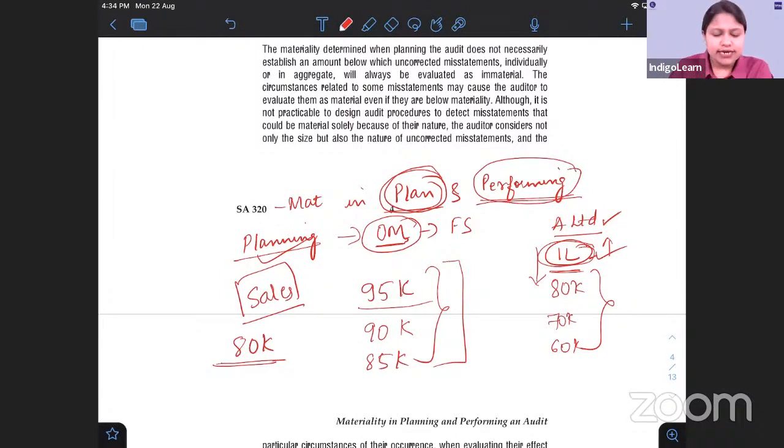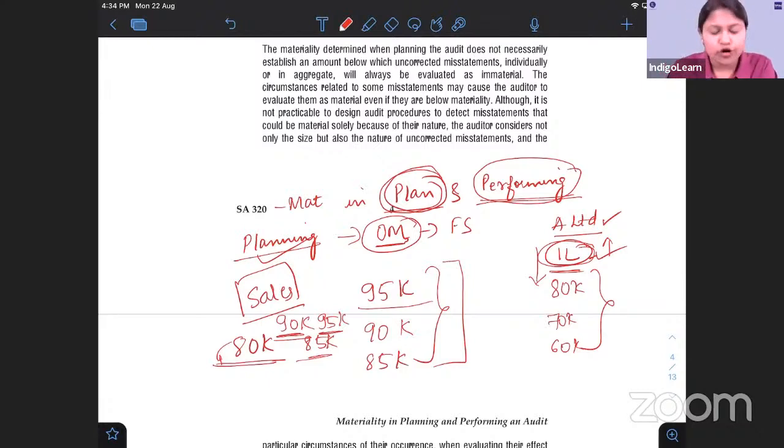Lesser than that amount. Let us take, we have kept 80,000. Now what happens is, suppose I've got a misstatement of 90,000, will I consider it? Yes. If I got something of 95,000, will I consider it? Yes. If I have something of 85,000, will I consider it? Yes. Why? Because individually these items are not material. I agree, individually, items are not material.